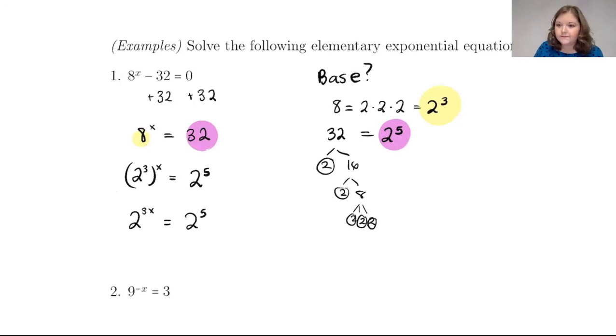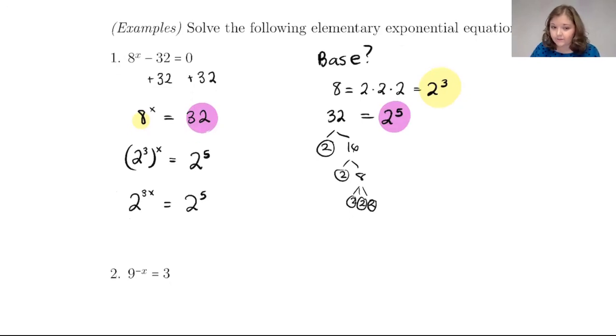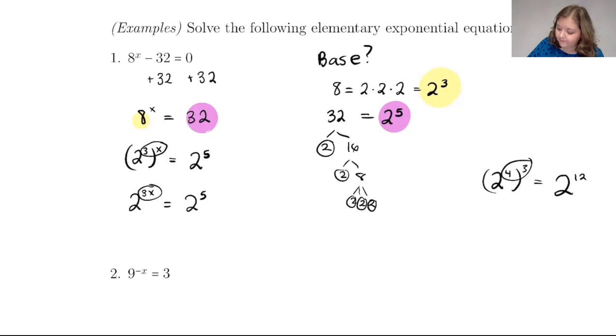Just as another example of what's going on there, if we had 2 to the 4th to the 3rd, we could multiply that 4 and 3 together and get 2 to the 12th power if we wanted. So what we're doing here is multiplying the 3 and the x together, and that makes this new power 3x.